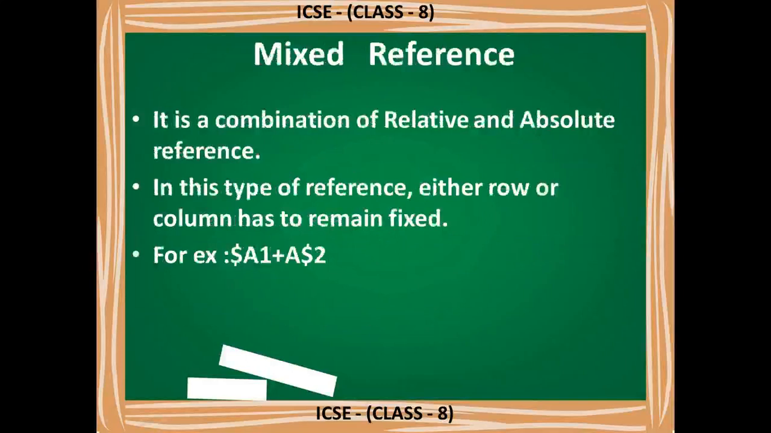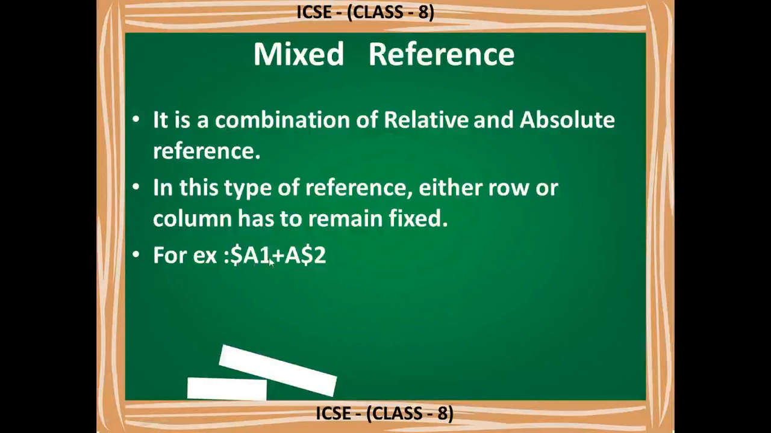Next point comes mixed reference. It is a combination of relative and absolute reference. In this type of reference, either the row or the column has to remain fixed. So if you are using mixed reference, one has to remain fixed. Here see, column A is fixed, A1, and here the row number is fixed. So in this A1, the column is fixed, and here the row number is fixed, A1 to A2.